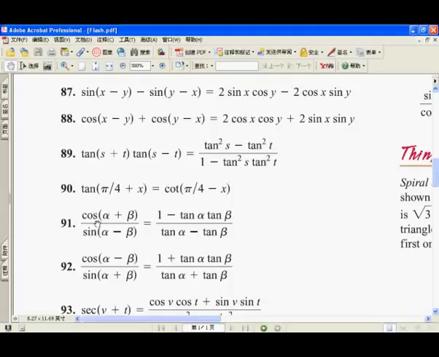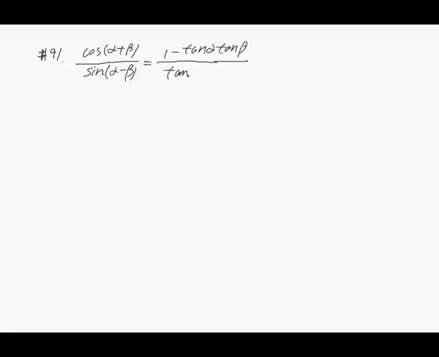Now let's look at the 91. Cosine of alpha plus beta over sine of alpha minus beta is equal to 1 minus the tangent alpha tangent beta over tangent alpha minus tangent beta. And we begin with the left side.